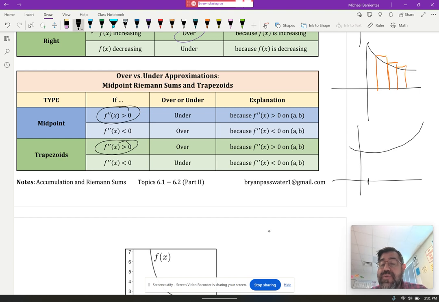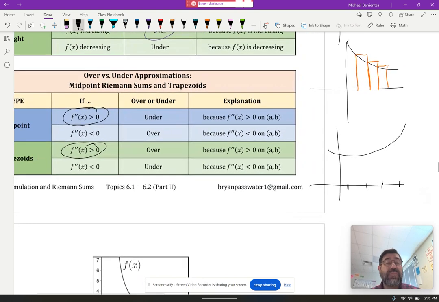If I were to draw, and let's just make a few subintervals here, if I were to draw the midpoint approximation here, you'll see, not well drawn, but you would see that my rectangle is an underestimate, right?